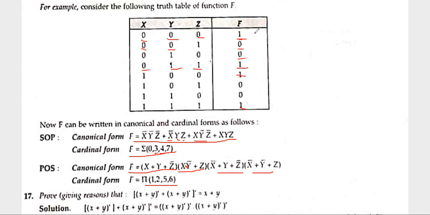Here you have to write the numbers, starting from 0, 1, 2, 3, 4, like this. In the similar manner, you are also able to find the cardinal form. When you are going to find the cardinal form, you have to take care of the 0s. So the first 0 will be present at which position?